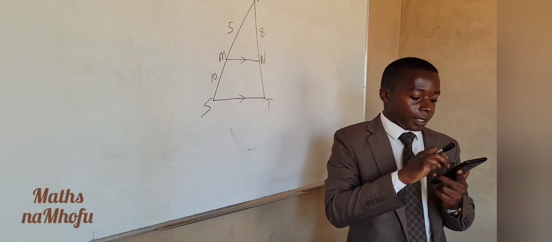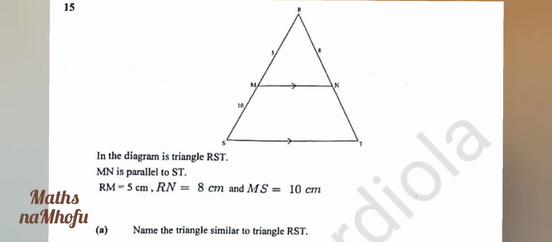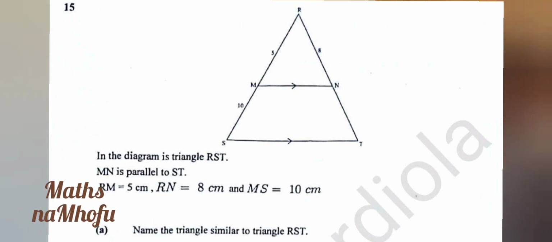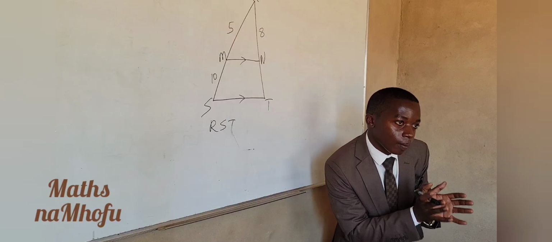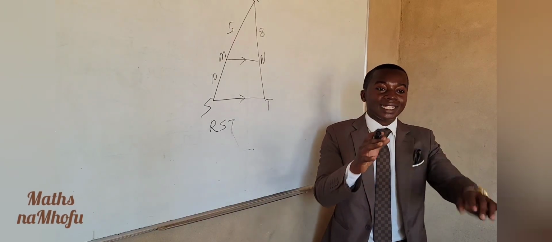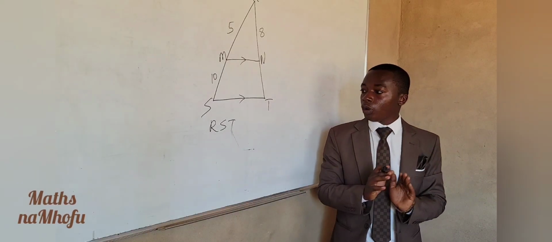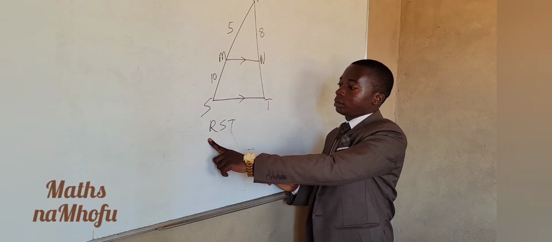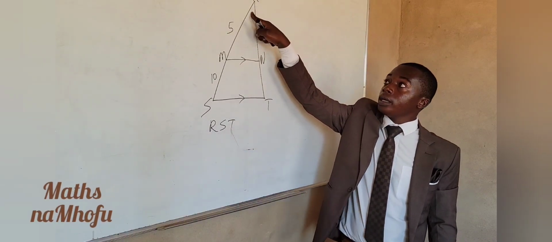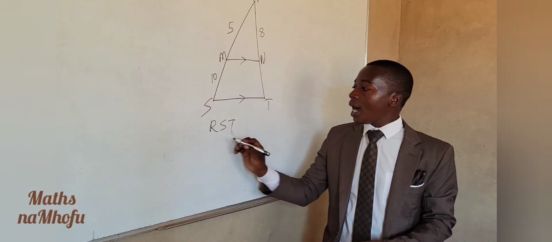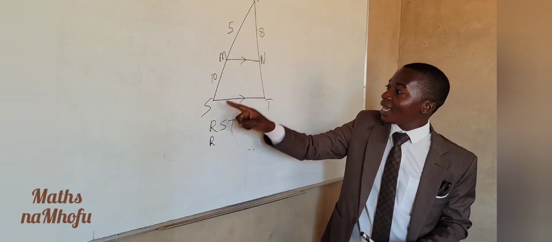Okay, similarity and congruence. Remember, if you want to name a triangle similar to a certain triangle, deal with angles. Are we together? Similar triangles always have equal angles. So angle R is this angle, and there is no way we can get another angle equivalent to R. So the similar shape will start at R. Then they said RST.